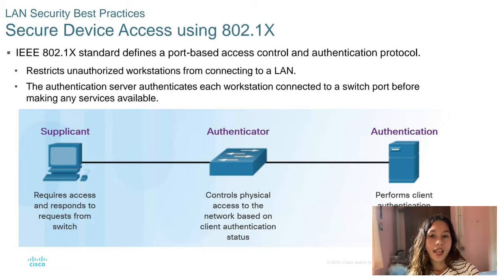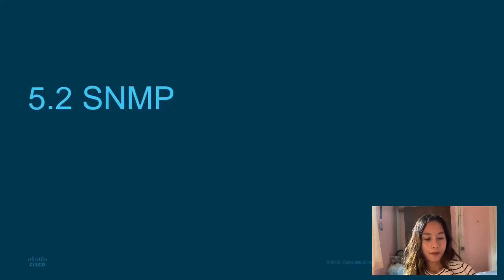802.1X. The IEEE 802.1X standard defines a port-based access control and authentication protocol. It restricts unauthorized workstations from connecting to a LAN. The authentication server authenticates each workstation connected to a switch port before making any services available. The supplicant requests access and responds to requests from the switch. The authenticator controls physical access to the network based on client authentication status, and the authentication server performs the client's authentication. So we're going to proceed to SNMP.